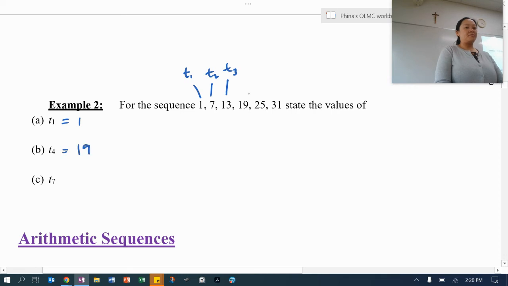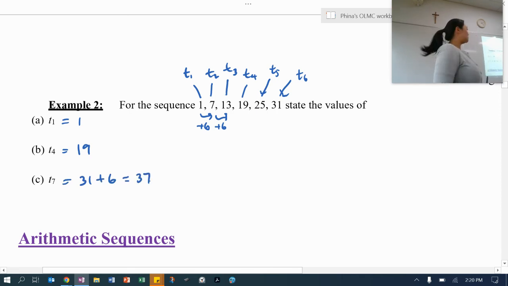19. There's only 6 numbers. So can we see the pattern? Adding 6. So T6 will be 31 plus 6, which is 37. I'm just writing it down so that if you look back, you can see how I worked it out.